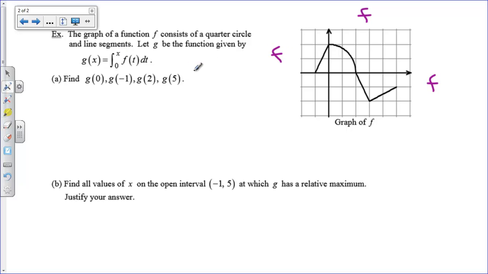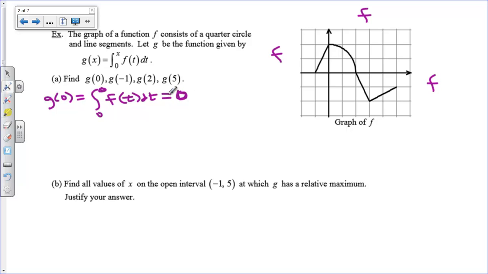And they're going to define g as a function of f, and it's going to be the integral from 0 to x of f of t dt. So we have a function defined as an integral. That's fine. Let's find some values for g. G of 0 is going to equal, you just replace your x with 0. It's going to be the integral from 0 to 0 of f of t dt. And we know that if the integral's limits match, we have no width, and so we have no area.